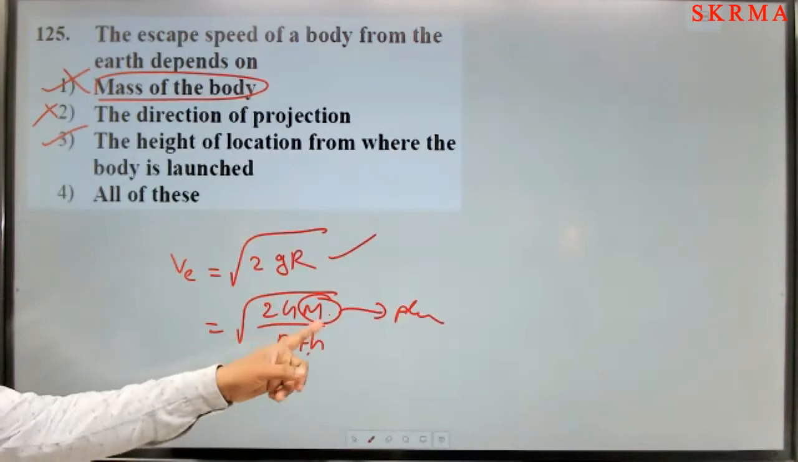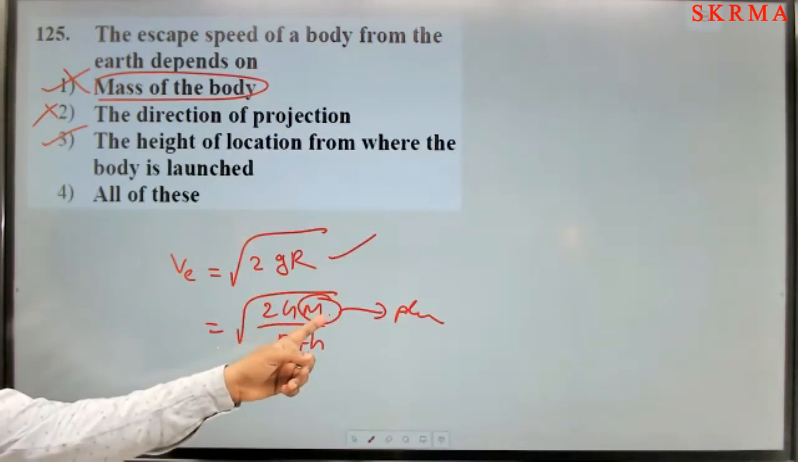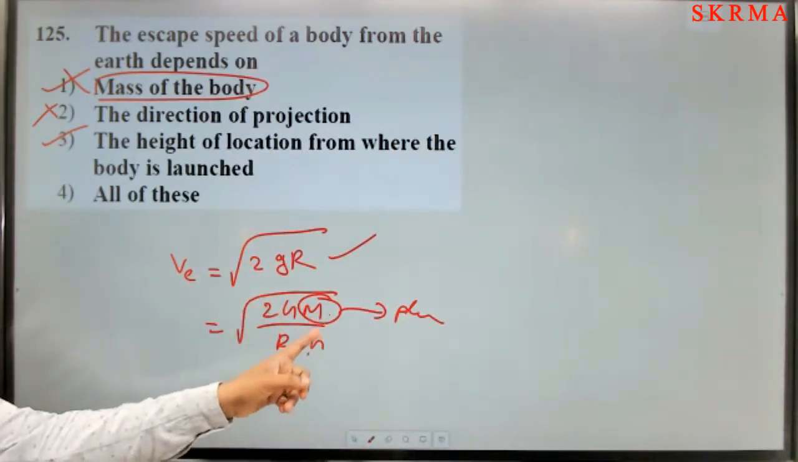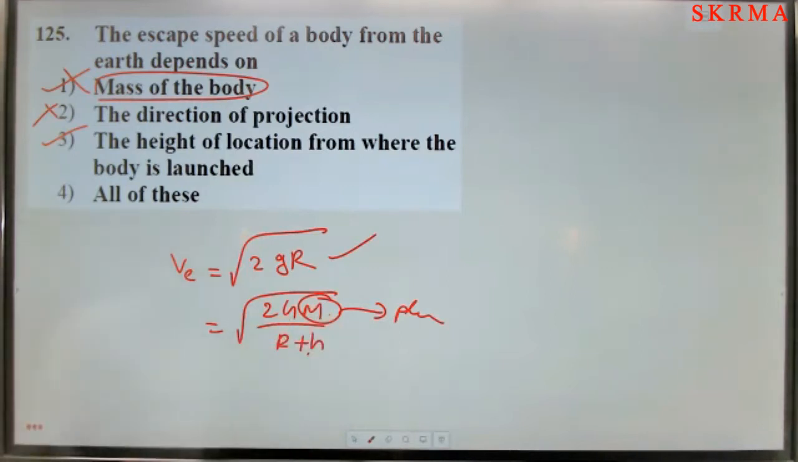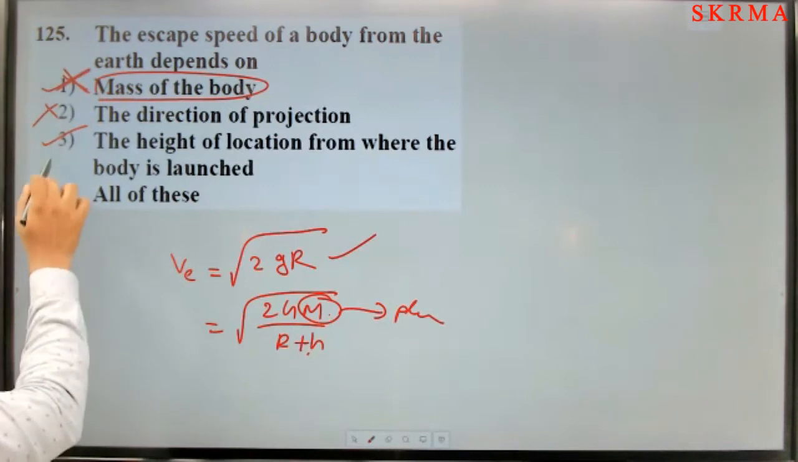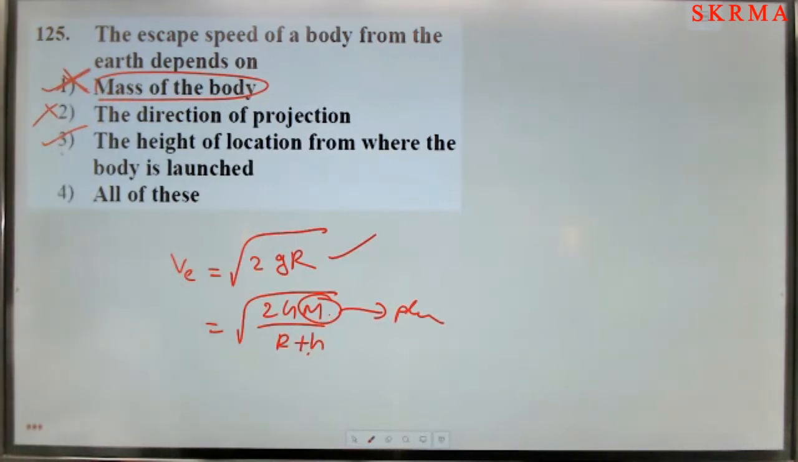So you have to remember this one. In this term, capital M is nothing but that is related to mass of the planet, not mass of the body. So it won't depend on mass of the body. So height only. So third option. Third option is the correct one.